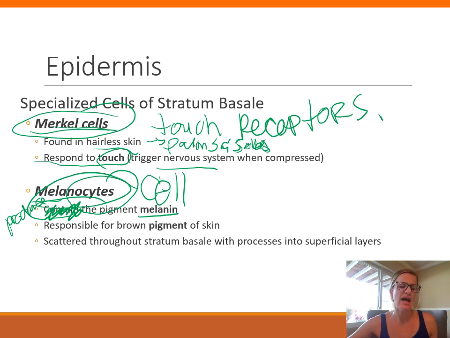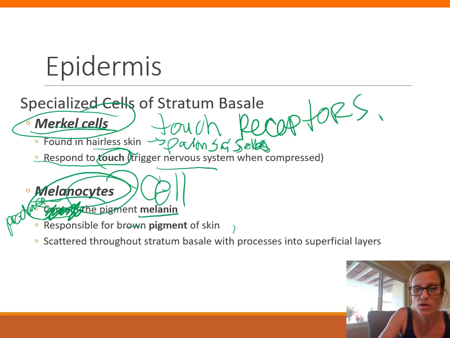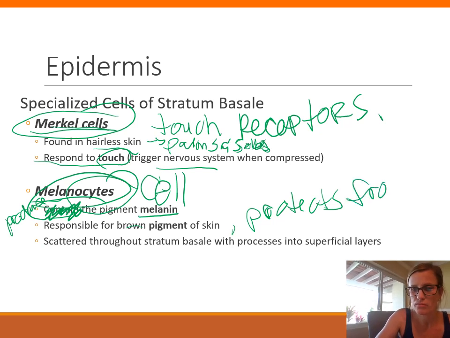I told you guys before that melanin is responsible for the pigment of our skin. There's all different shades of melanin. So it could be a brown pigment. It could be kind of a yellowish or a tan. It could be like a blackish pigment. But these melanocytes that produce and release melanin are responsible for the color of our skin. This melanin also protects the body from the sun's radiation, so from UV radiation.